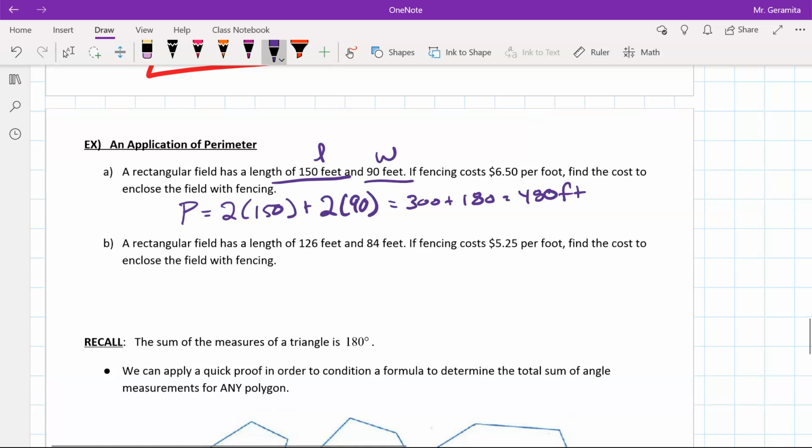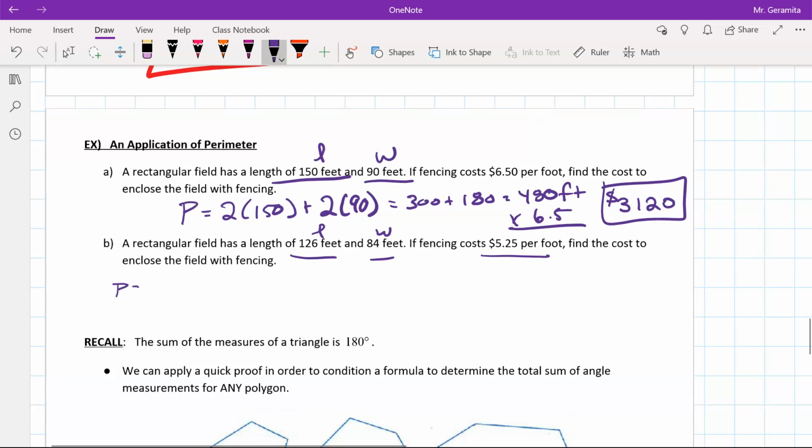You then, let me get out my calculator, need to take that number and multiply it by 6.5. So 480 times $6.50, it's going to be $3,120 for that. Do the same thing for this. So we have a length and we have a width, and we know how much the fence costs.